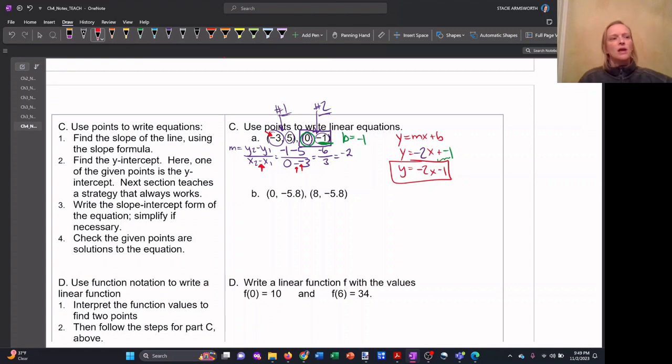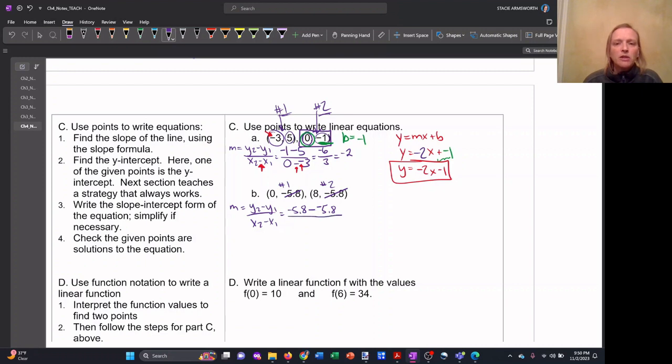Let's do another example. This time, just to be consistent, I'm going to call this point number 1, and I'll call this point number 2. And again, when I'm given 2 points and I'm trying to write the equation for the line that contains those 2 points, I need to figure out the slope first. So once again, I'm going to do y2 minus y1 over x2 minus x1. And I'm going to do -5.8 minus -5.8. So I did this one first and then this one.